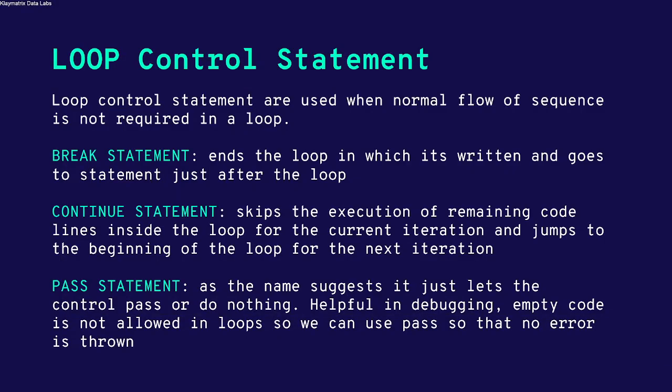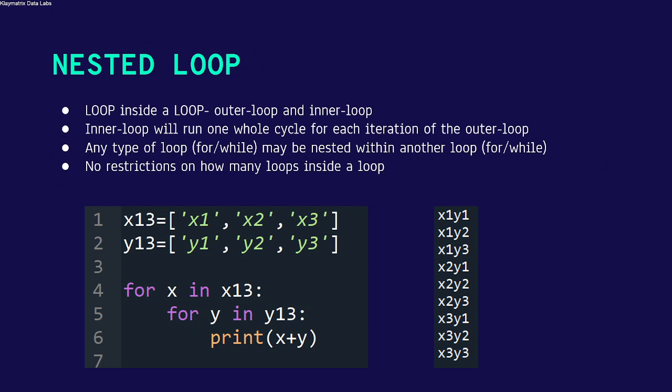And finally, we reach nested loops. As the name suggests, nested loops are nothing but loops inside a loop. There will be an outer loop, then an inner loop, and there could be as many inner loops as you like. The inner loop will run one whole cycle. So in this example, there's this loop and there's another loop. Let's say the inner loop is running 5 times. It will run 5 times for every iteration of the outer loop.